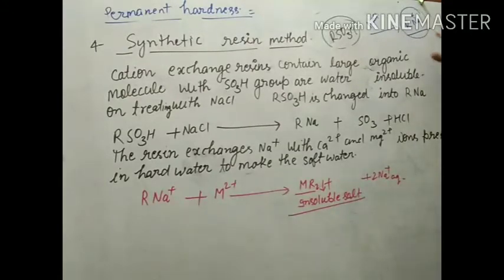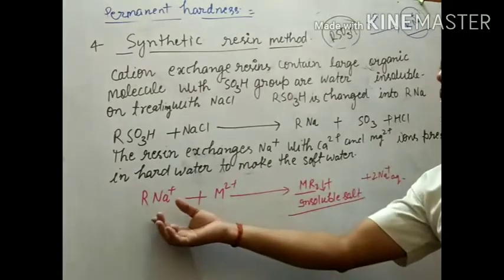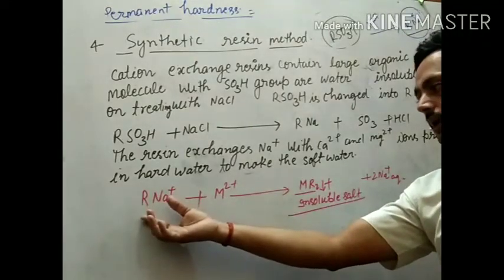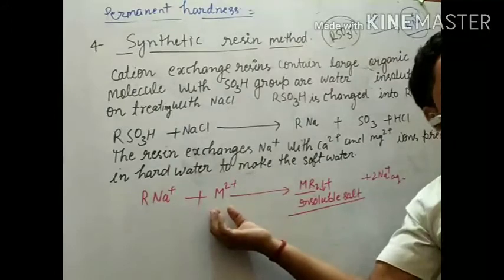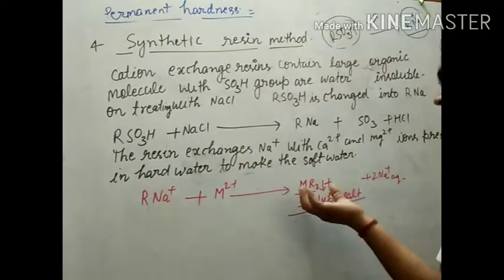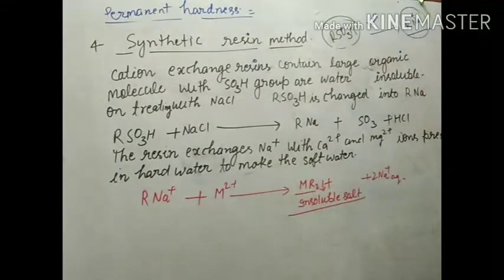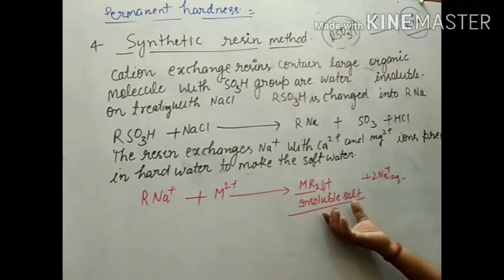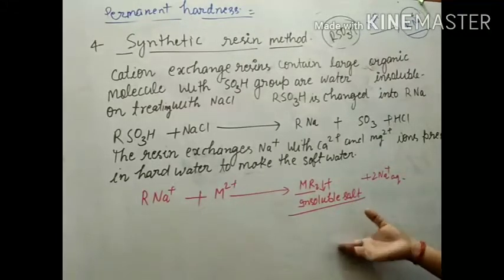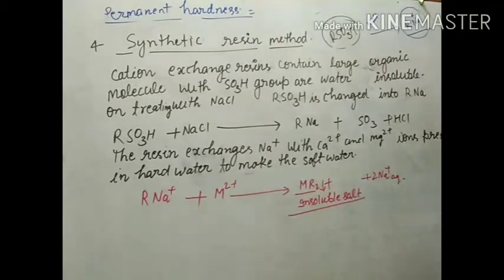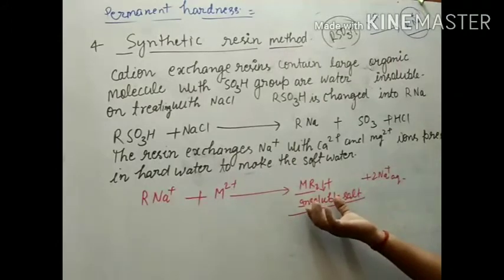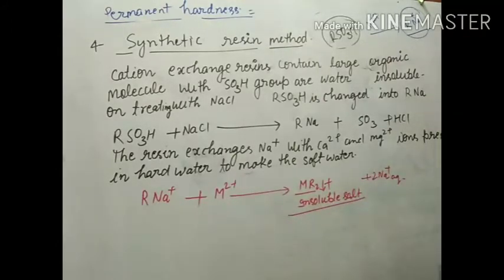So how is it used? When it is added to water, it reacts with calcium or magnesium ions and forms insoluble impurities, insoluble salt. When we filter the water, we get water free of insoluble salt, meaning hard water becomes soft water.